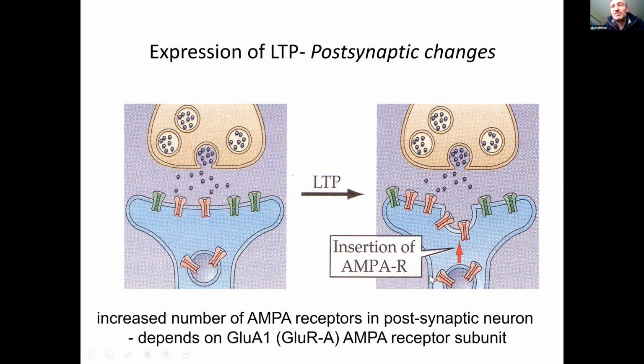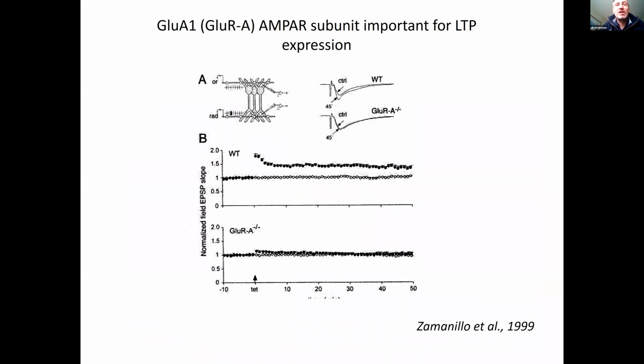So you need this AMPA receptor subunit to rapidly traffic more AMPA receptors into the postsynaptic membrane. So for example, if you take genetically modified mice that lack the GluA1 subunit, and you take hippocampal slices from those animals and try and induce LTP with a high frequency tetanus, you can see that the level of LTP is greatly diminished compared to what you see in wild type mice. So LTP depends on NMDA receptors for its induction, and at least in part, it depends on these GluRA or GluA1 containing AMPA receptors for its continued expression.